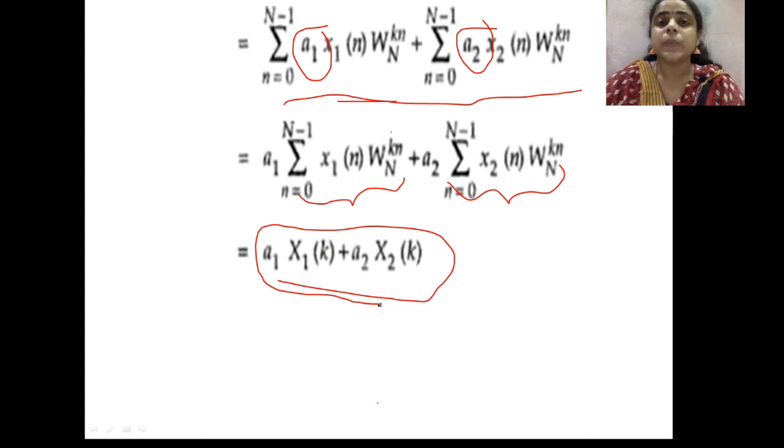These are the properties of our discrete Fourier transform. These are the only two properties we covered here. We have many properties of discrete Fourier transform.